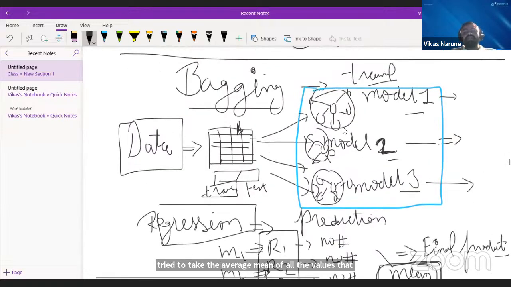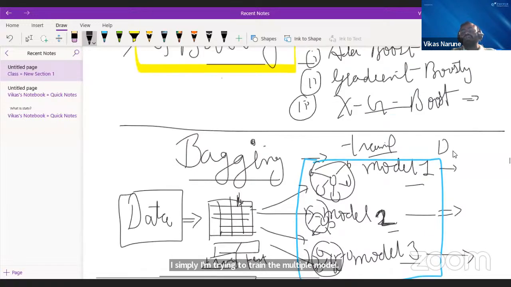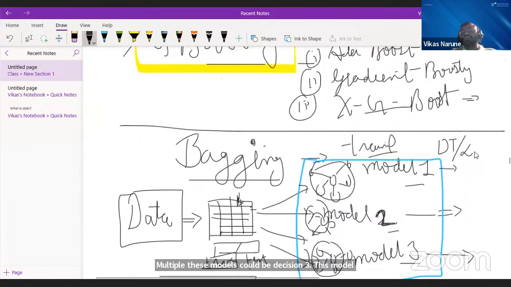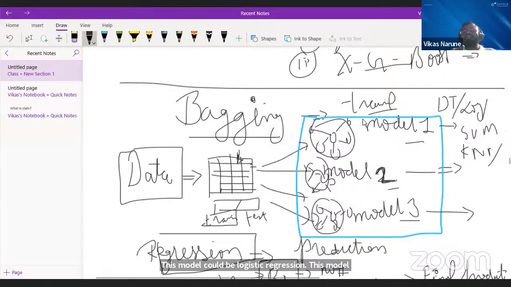In bagging, I'm trying to train multiple models simultaneously. These models could be a decision tree, or logistic regression, or SVM, or K nearest neighbor. So any classification algorithm is possible.